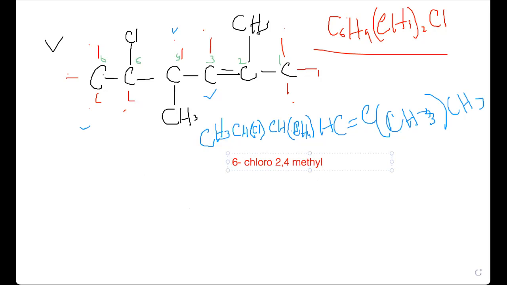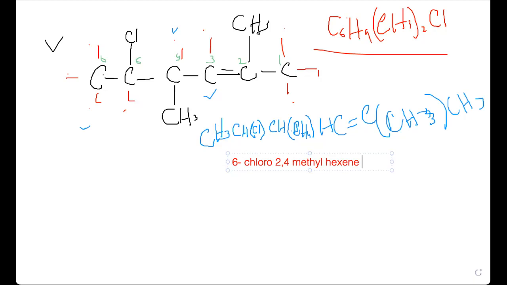And then we have the chain having 6 carbons. And this is hexene. If you say 6-chloro-2,4-methyl hexene, and you say, Miss, this is correct. Let me tell you one thing. If you say, Miss, I have 6-chloro-2,4-methyl hexene, okay, I know at the 6th carbon we have a chlorine group, and at 2 and 4 we have methyl groups. And this is hexene. But where is the double bond?